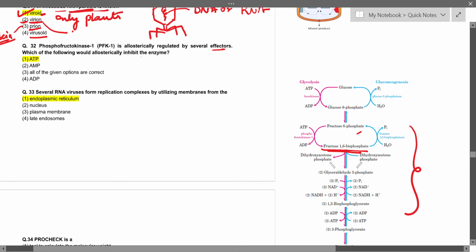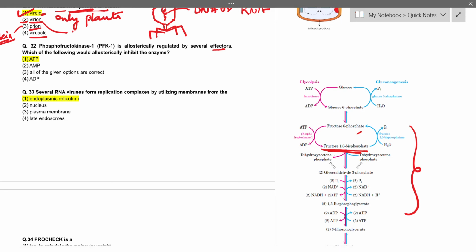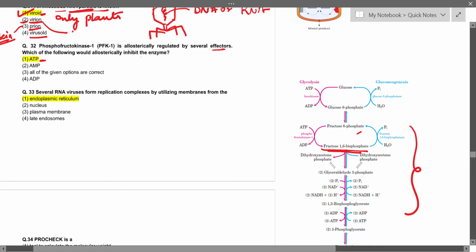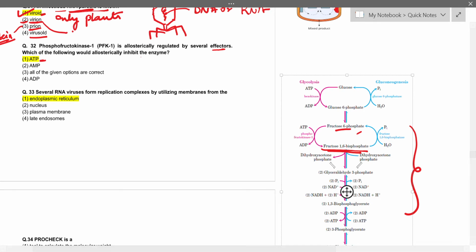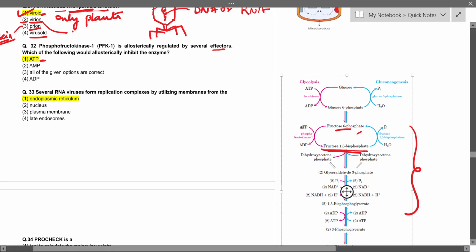When there is an excessive amount of energy already present, so when ATP is already present, there is no need to activate the process of converting fructose 6 phosphate to fructose 1,6 bisphosphate. So phosphofructokinase is inhibited when ATP is present. So ATP is the correct option here.